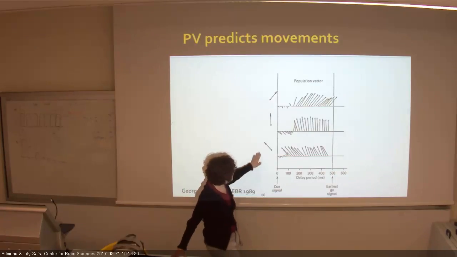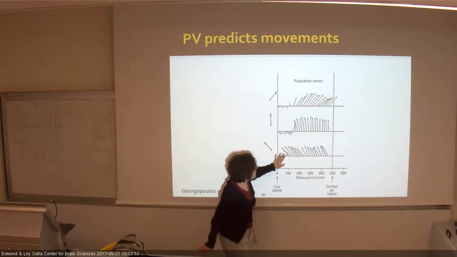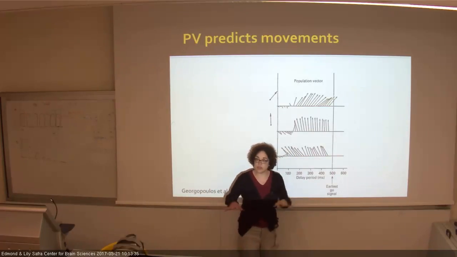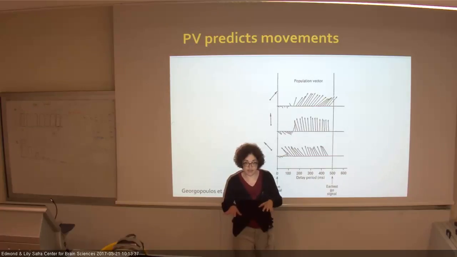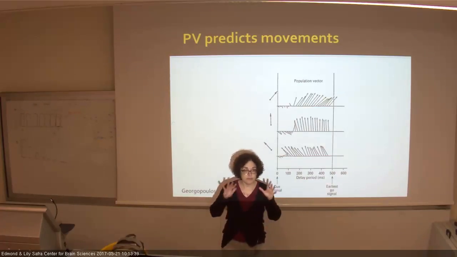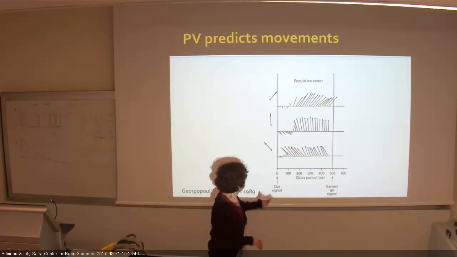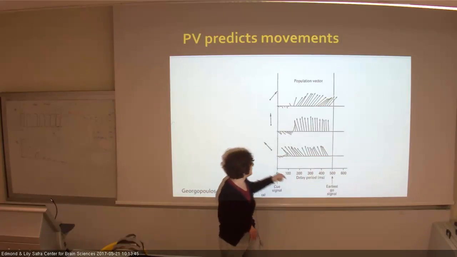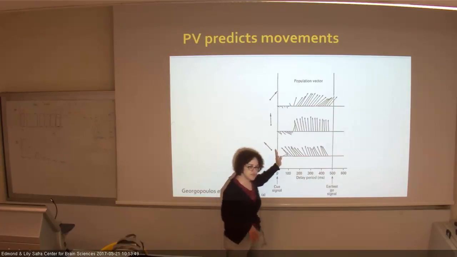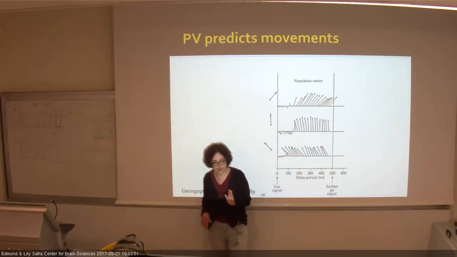And what he showed is that if you compute the population vector, you can record activity of motor cortical cells at that time, and you see that the activity of cells is already tuned during the delay period activity. And the population vector points to the future direction of action.